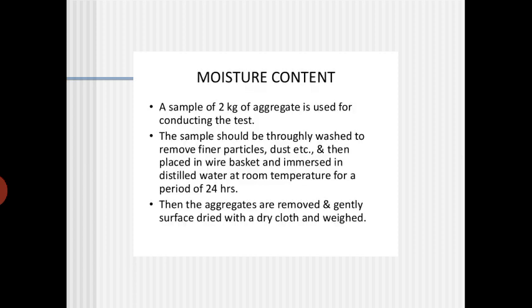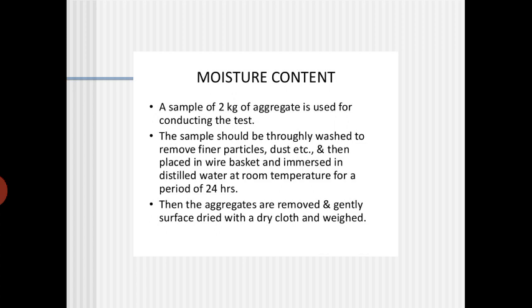Then moisture content: a sample of 2 kg. Of course it is a similar concept to determining the moisture content of the soil. We are weighing the soil there, and here we are using the aggregate. So a sample of 2 kg of aggregate is used for conducting the test. Here minimum we have to use 2 kg, but when you are doing it for the soil, normally we will not use that much.